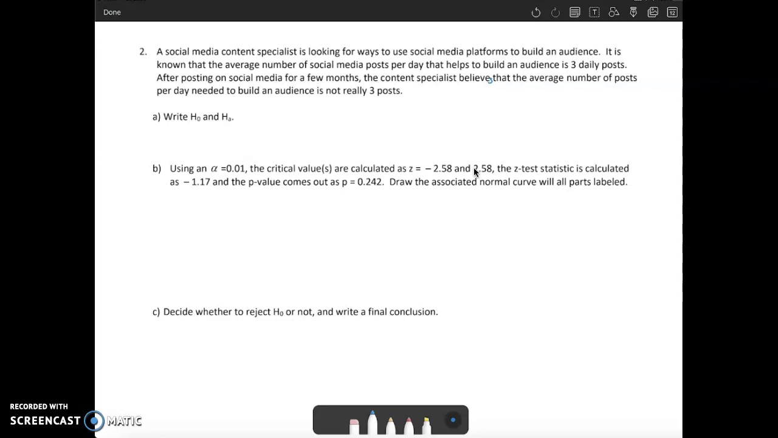First, let's write our null and our alternate hypotheses. So we have to build these from scratch. So it says that it's known that on average, it's supposed to be 3 daily posts. So what we're told is that the mu value is 3. We're told that it's an average of 3 daily posts. But this specialist is claiming that it's not really 3. So that's the alternative, that mu is not 3. So this is a two-tailed test.